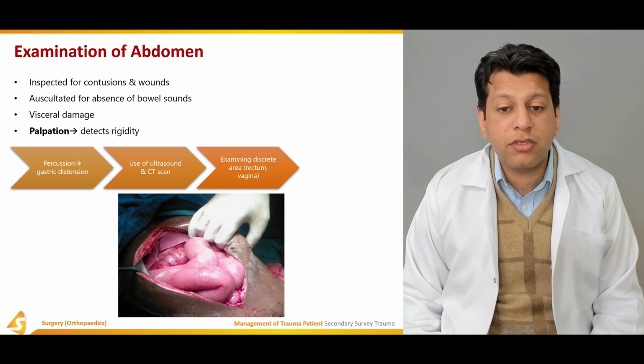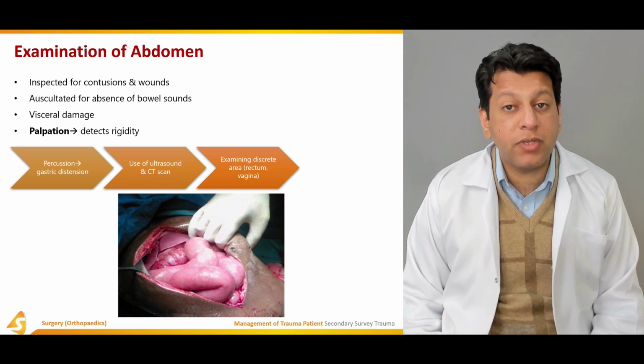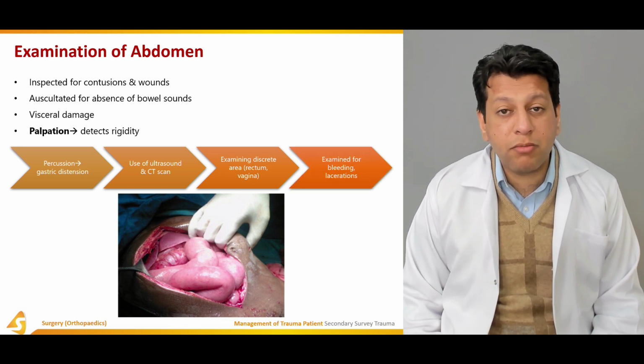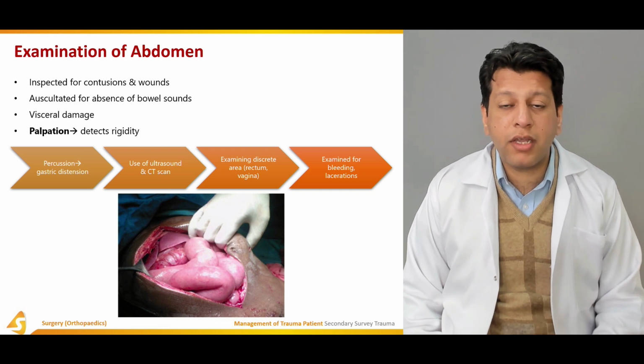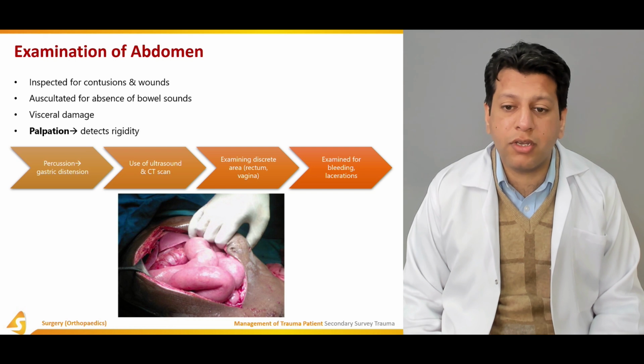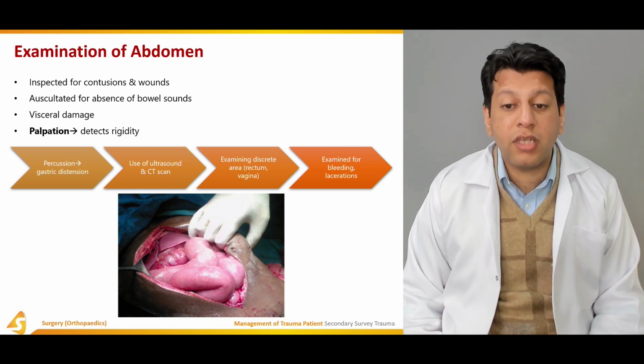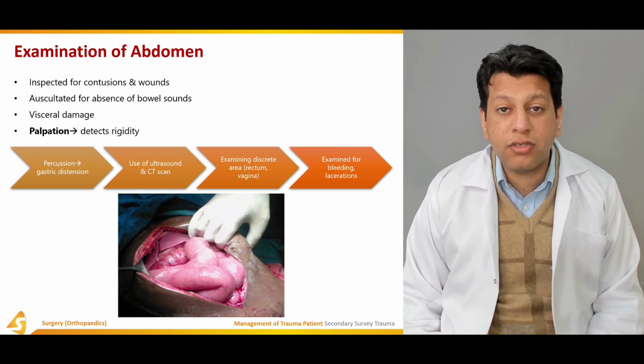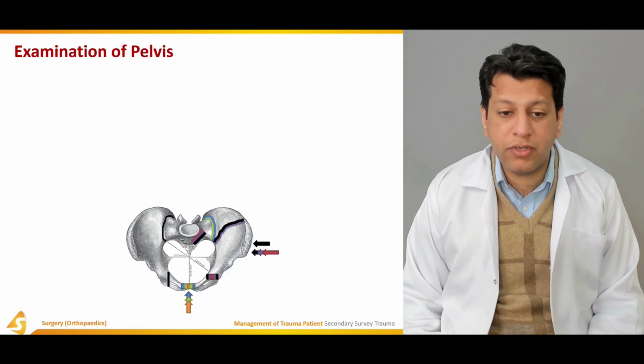Then examination of discrete areas such as the rectum and vagina is mandatory. Sometimes there may be bleeding from that area, and there may be dislodged segments going into this area. Therefore, we have to examine for bleeding and laceration of the rectum and vagina.